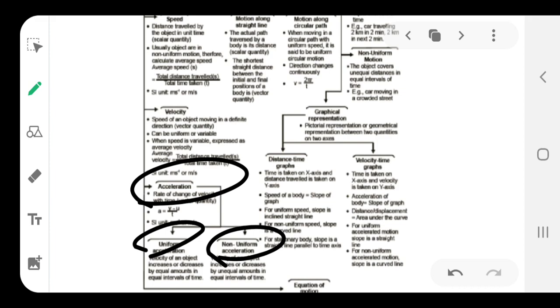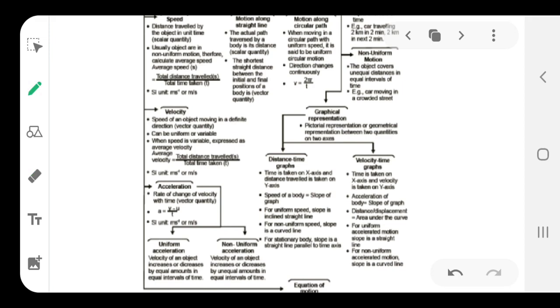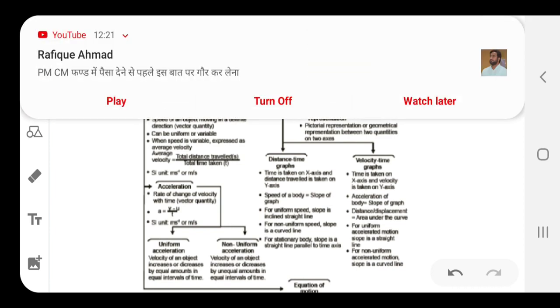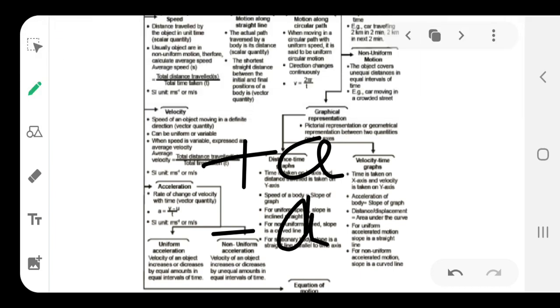In this type we have two new terms. One is called positive acceleration. We will use this term many times. So, positive acceleration and negative acceleration. When I say positive acceleration, it means the velocity of an object increases with time.